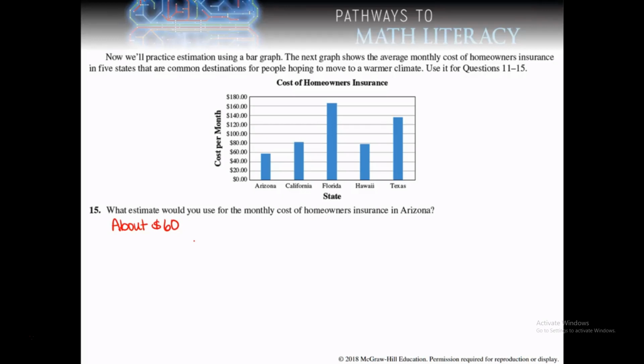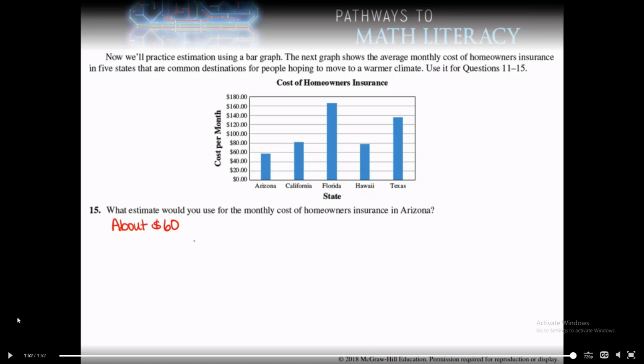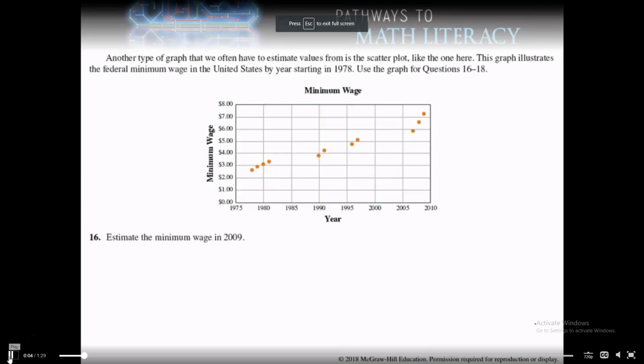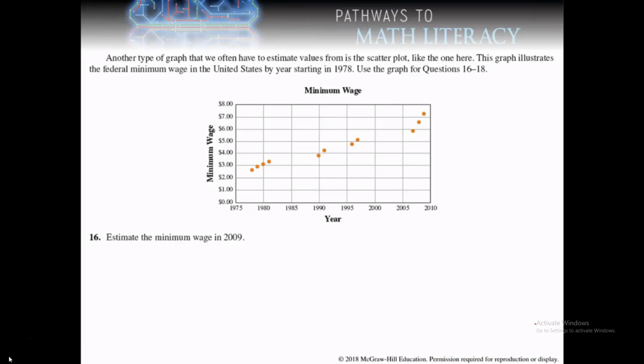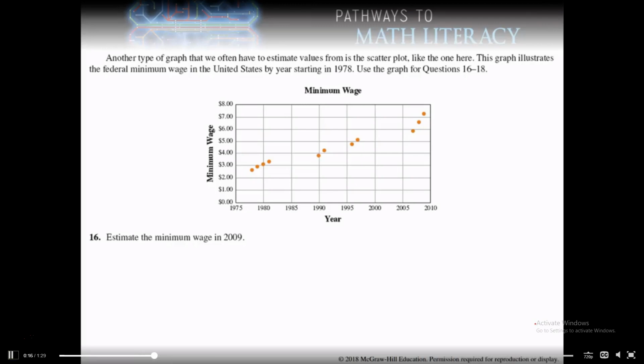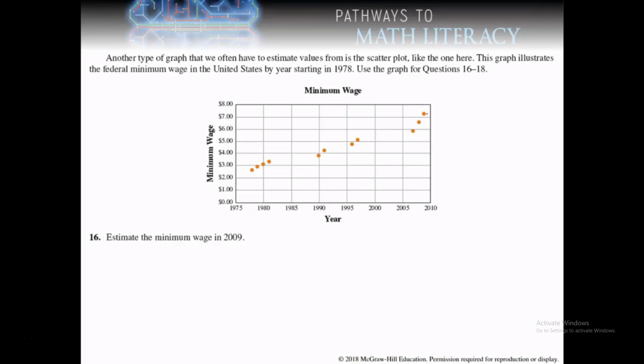Here we're making estimates off of this scatter plot of federal minimum wages in the U.S. So in 16, we're supposed to estimate the minimum wage in 2009. Well, the first thing we have to do is figure out which of these dots probably represents 2009, and that's probably this very last one here. That's really close to 2010. And then estimating that value, we would look at the fact that it's between $7 and $8, but if I kind of estimate what halfway would be, that would be about $7.50. So it's less than $7.50, maybe about $7.25.